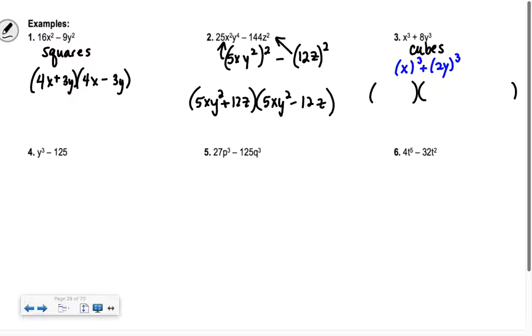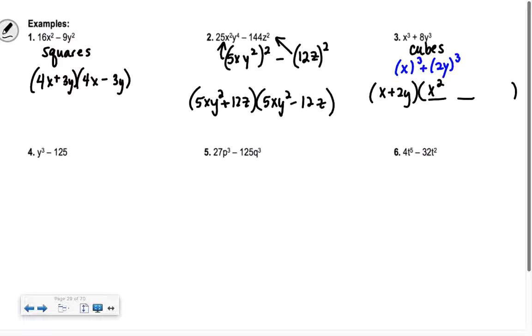So when I break this apart, I'm going to have a binomial and a trinomial. I'm going to have x plus 2y for the first one. Remember, I just dropped the cubes. As long as you've set it up so you can see what's being cubed, you're good. The first spot is the first number squared. What do I get when I take x and square it? x squared goes in the first spot.